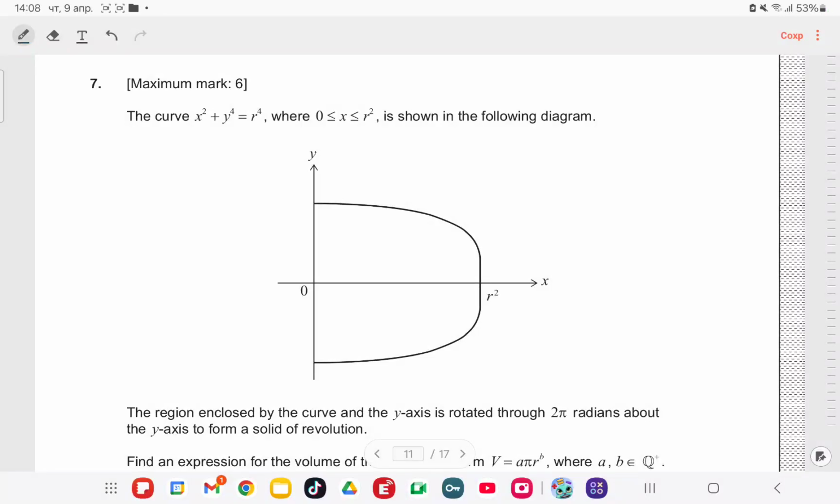Hello students, this is question number 7 of Paper 1 AAHL May 2025 past paper. Without a calculator, we have to find the volume.